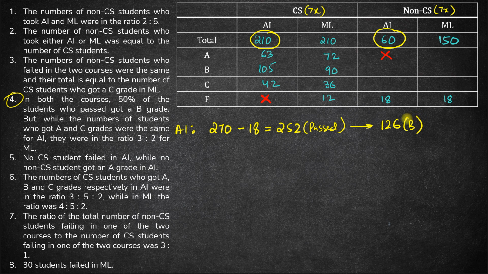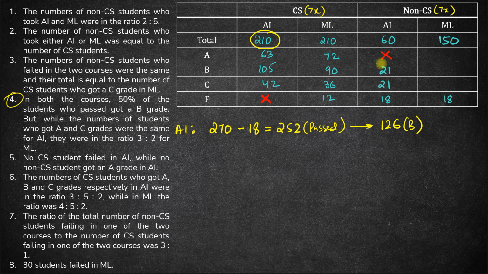Now if 126 students get a B grade in AI, what should be this number here? This 105 plus this number should be 126. So this number here comes out to be 21, right? Now if this number is 21, what about this number for C? C grade in AI. Sum of all these should be 60, right? So 21 plus 18 is 39. So this number will be 60 minus 39, which is 21.